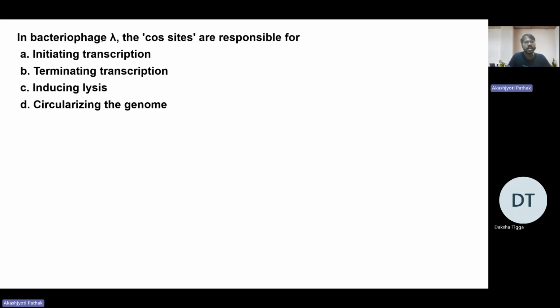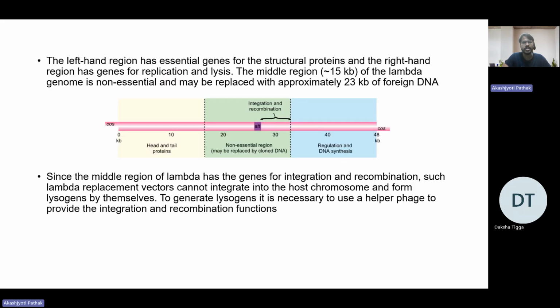So answer this question now. In the bacteriophage lambda, the cos sites are responsible for initiating transcription? No. Terminating transcription? No. Inducing lysis? No. Circularizing the genome. Okay, answer is option D. Transcription initiation will be done by the promoter, transcription termination by the terminator, and lysis induction will be by a separate gene. So circularizing the genome is the answer.